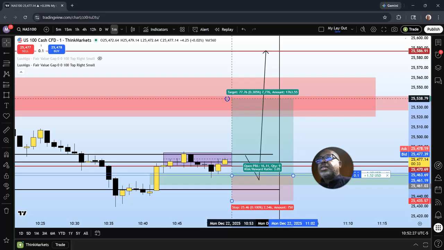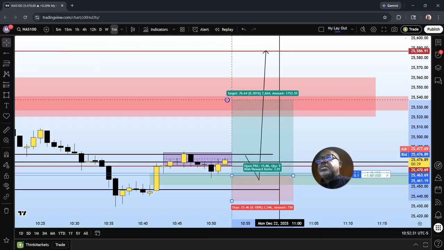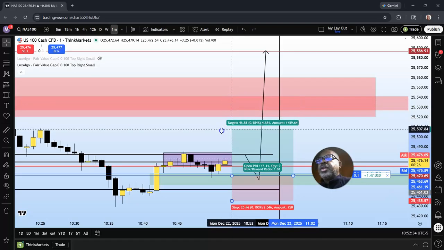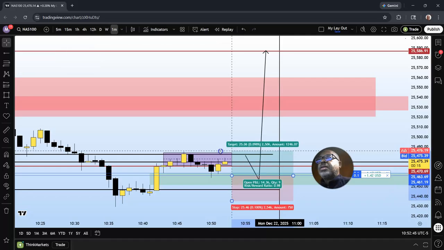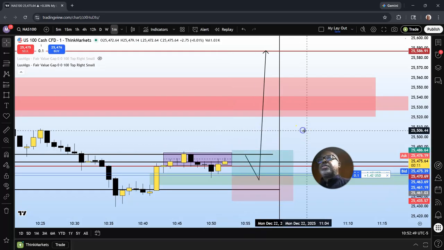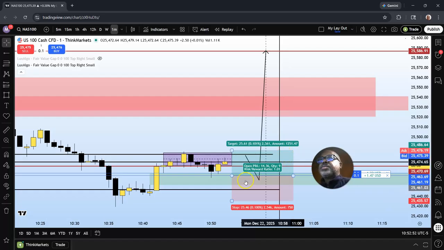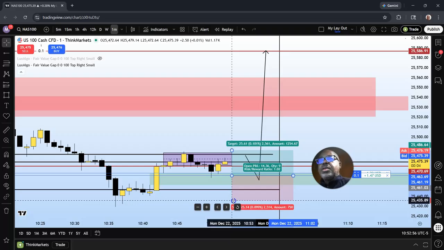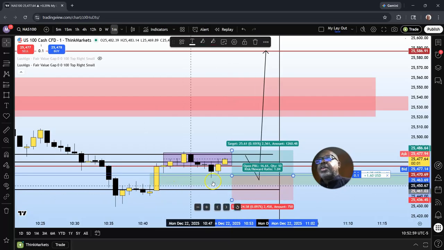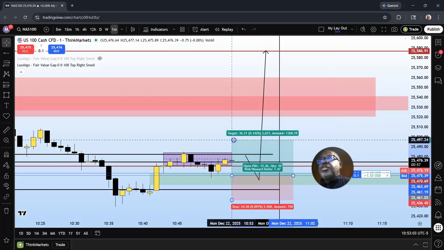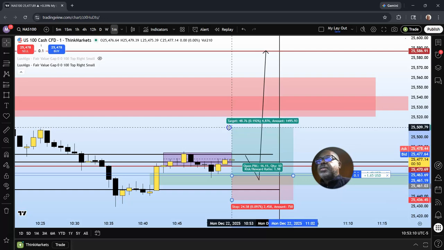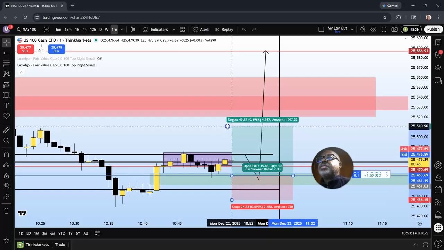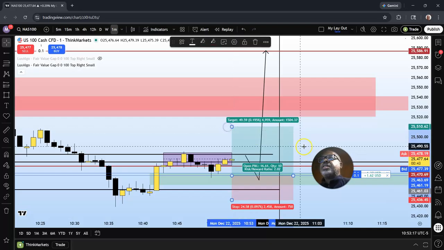Let's shoot for a 1 to 3. Or we could shoot for a 1 to 1. Let's see, 1 to 1. Close enough. So that would be like a 1 to 1 right there. Stop loss right below this area here. That's a 1 to 1. You can shoot for a 1 to 2 if you want. That's a 1 to 2. So let's shoot for a 1 to 2.